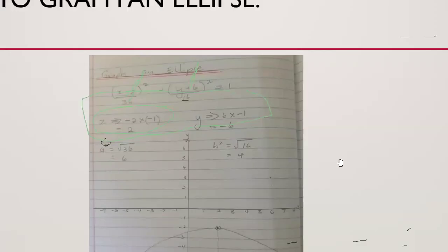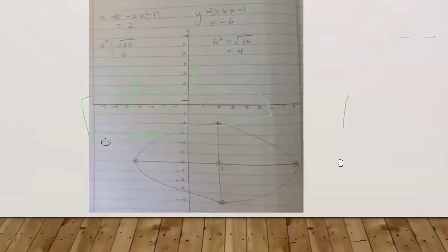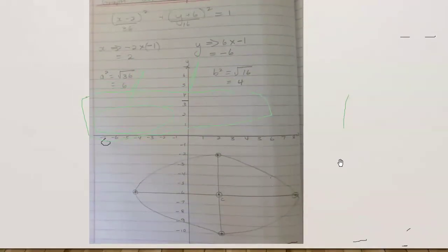Please zoom out, good. So that's here. When we graph, this is our point, (2, -6).